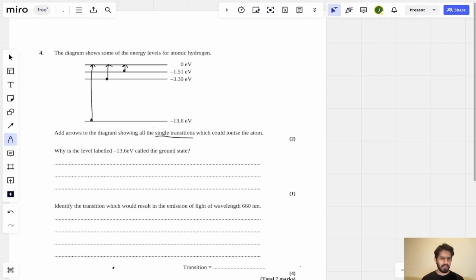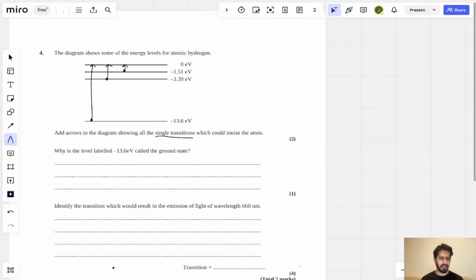The second question is, why is the level labeled negative 13.6 electron volt called the ground state? Remember, I explained why we call the lowest energy level ground state. We call it ground state because it is the level that has the lowest energy and the electrons are most stable in the ground state.